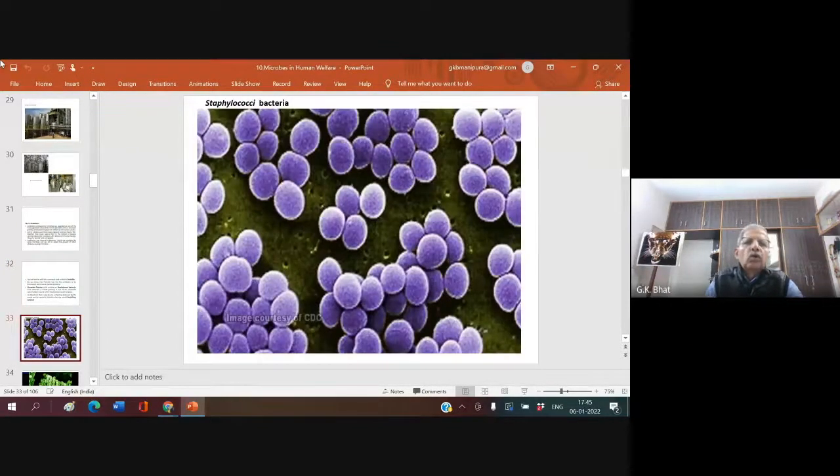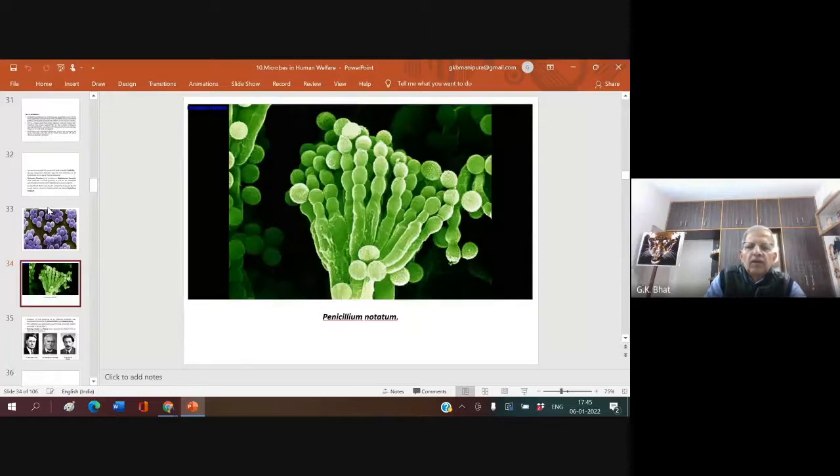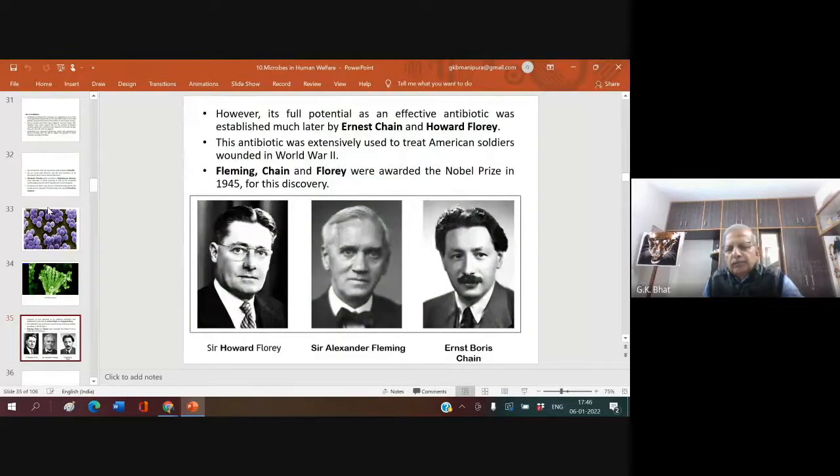This is what Staphylococci bacteria have. This bacteria did not grow where there was penicillin. This is Penicillium notatum. However, the full potential, that is, the potentiality of penicillin as an effective antibiotic was established much later by Ernst Chain and Howard Florey.